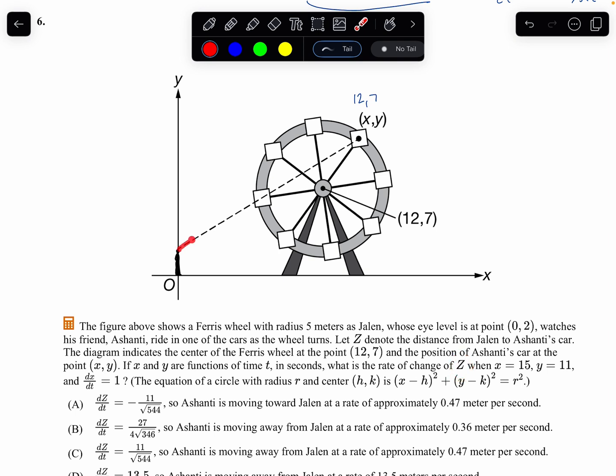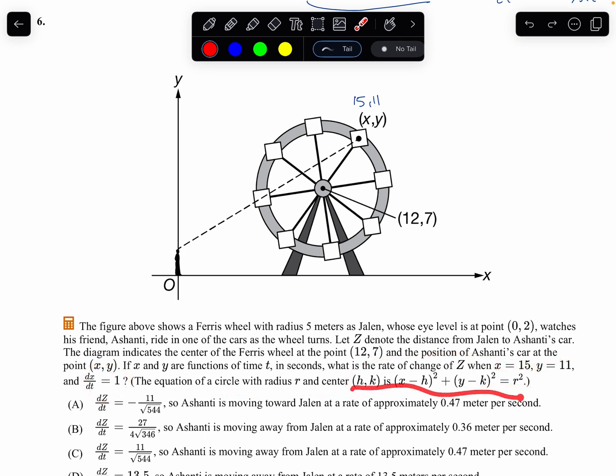So z would be this distance right here when x is equal to 15 and y is equal to 11. Oops, so that's not right there. That's 15 and 11. This center, 12.7. That's that right there. And so x equals 15, y equals 11, and dx/dt is equal to 1. The equation of the circle with a radius is given here.